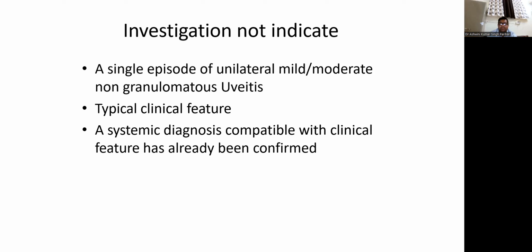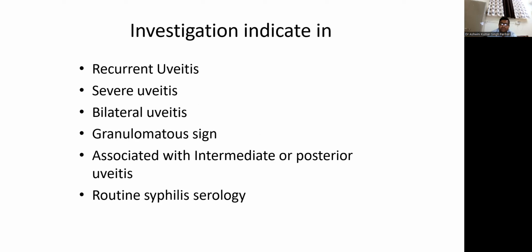When investigation is not to be done: a condition with typical clinical feature or diagnosis, systemic diagnosis compatible with clinical features already confirmed, a single episode of unilateral mild to moderate uveitis. Investigation is indicated in recurrent, severe, bilateral, granulomatous uveitis associated with intermediate or posterior involvement, or when routine serology is positive.